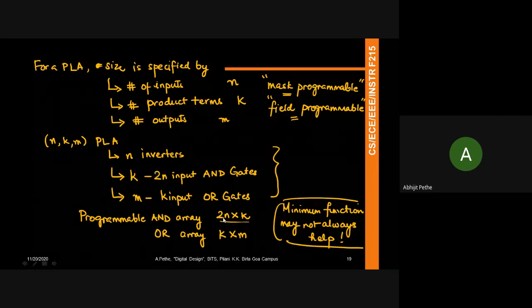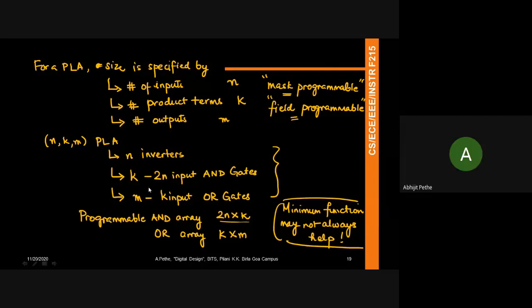So you have to program 2n times k fuses, right? For every AND gate, you have to program 2n fuses. You have to decide whether each fuse has to be open or closed. So there will be 2n fuses per AND gate, and since there are k AND gates, it will be 2n times k.